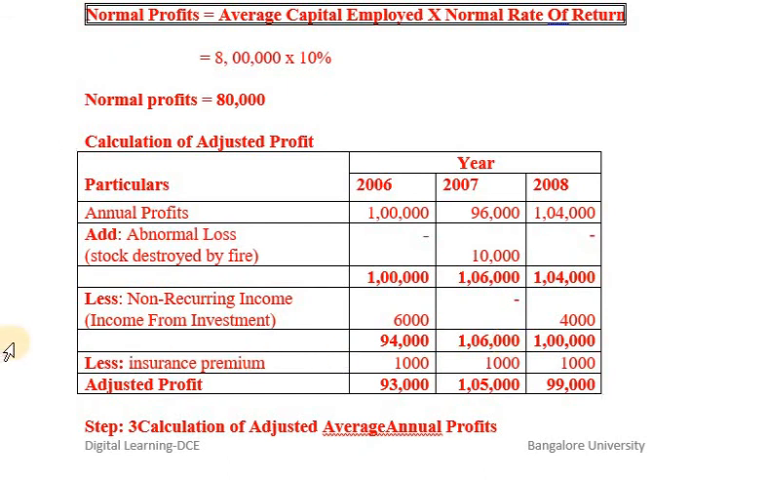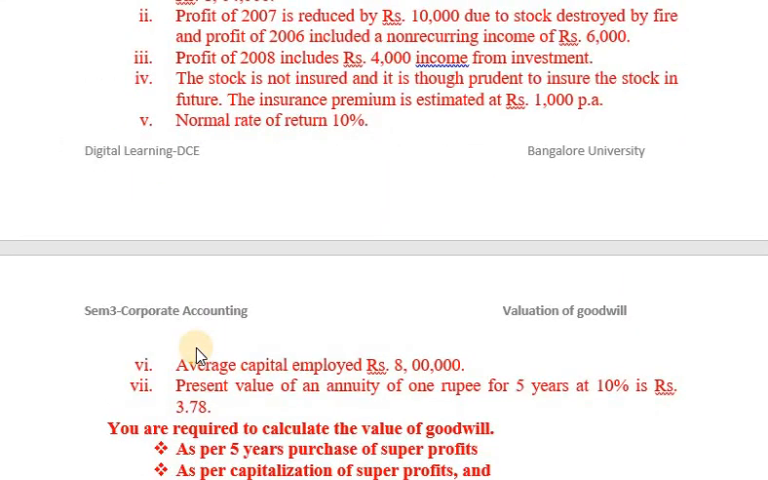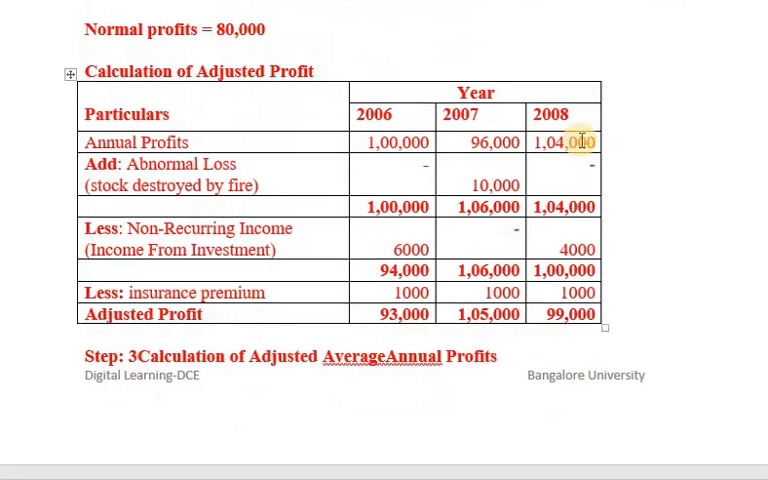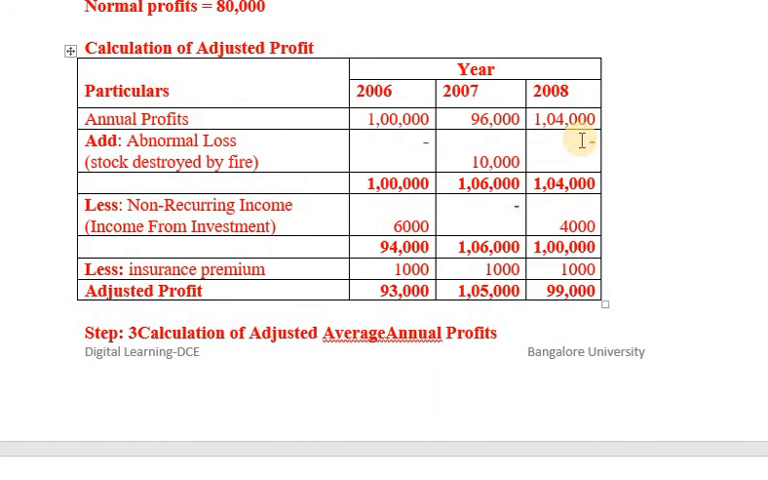Then we are deducting what? Non-recurring income, that is income from investment. Profit of 2008 includes rupees 4,000 income from investment. So therefore that is non-recurring income for 2008, income from investment 4,000.